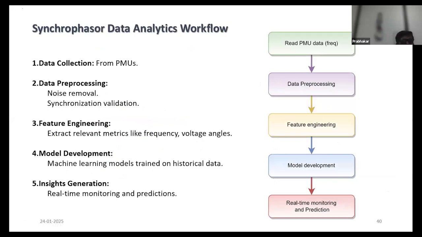So what is basically done is data is collected, and noise removal and synchronization are validated. Then feature extraction is done. Then machine learning models are trained on the historical data. Then real-time monitoring and prediction is done. This is a general flow in which these data are handled in meeting our objective.